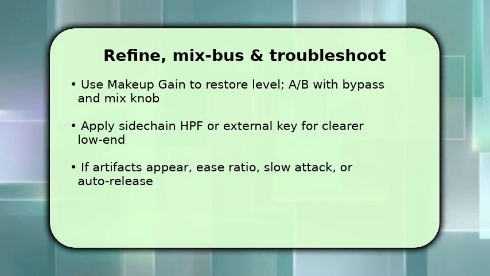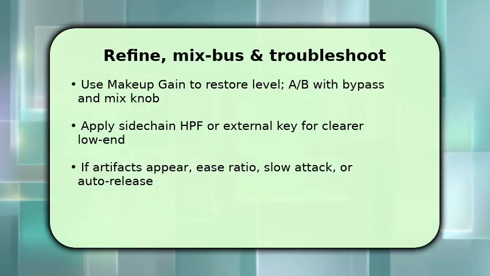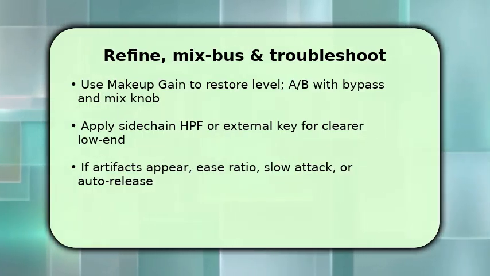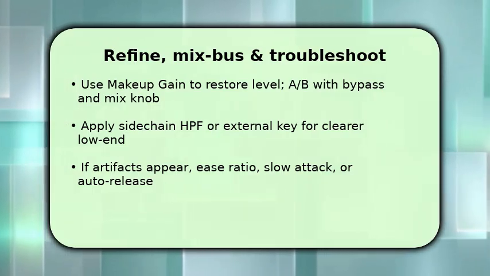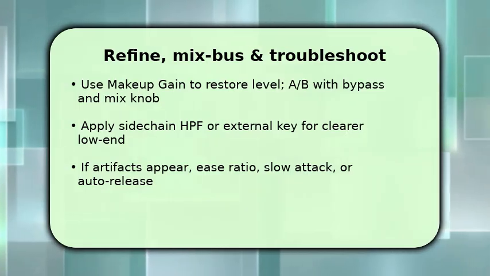Finish by balancing level and blending compression into the mix. Increase makeup gain to restore perceived loudness, and use the mix knob or an A/B bypass to compare processed versus dry sound. For clarity, engage the compressor's sidechain high-pass filter or route an external key to prevent low-frequency pumping.